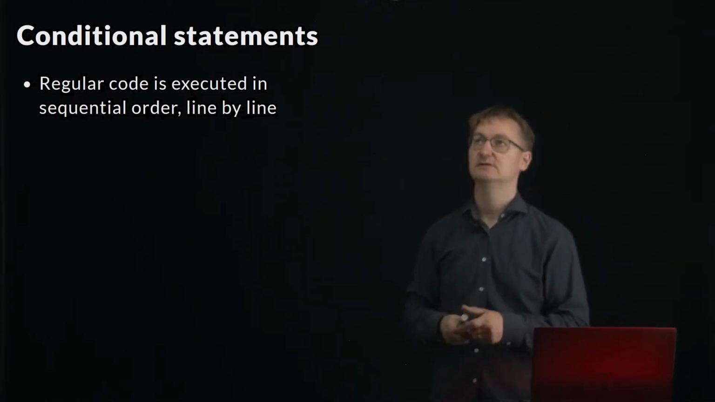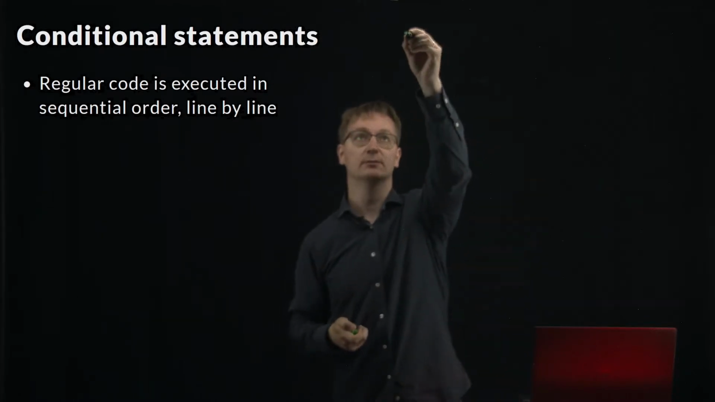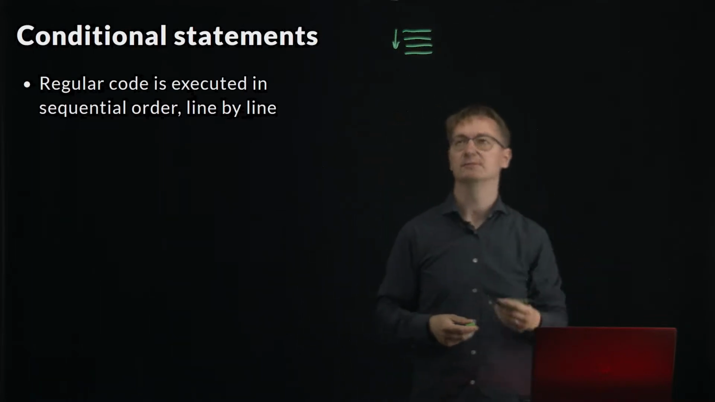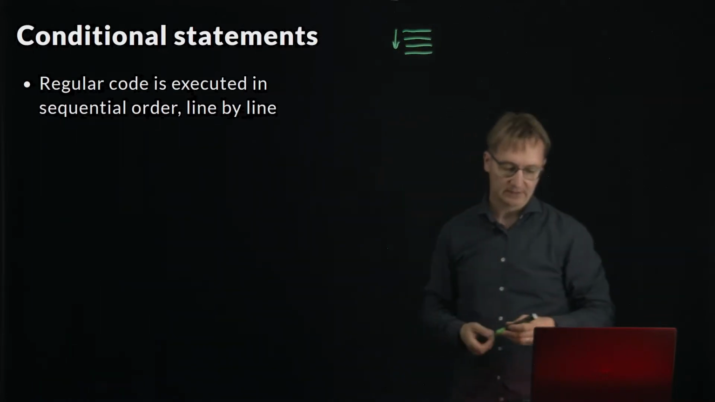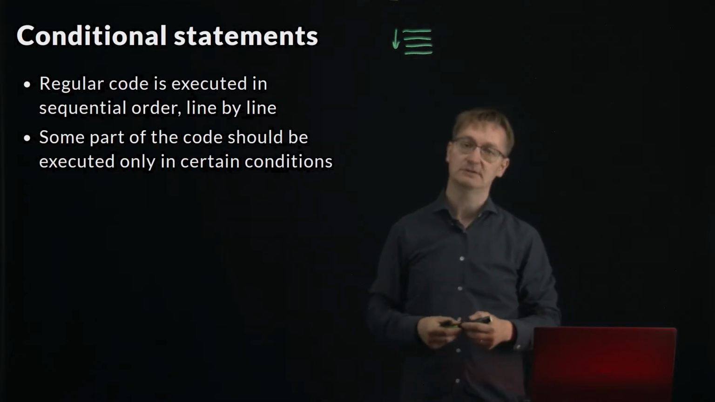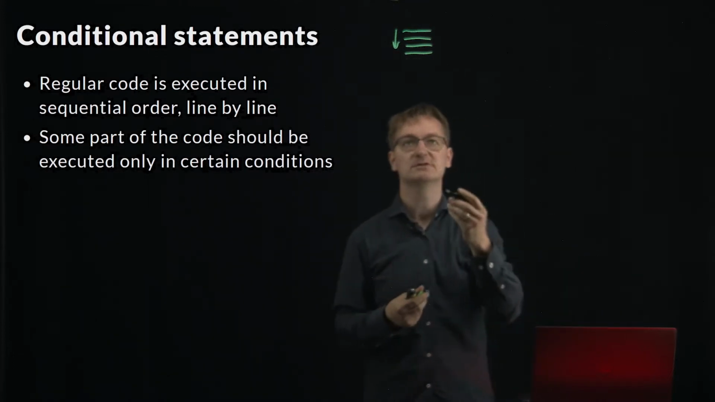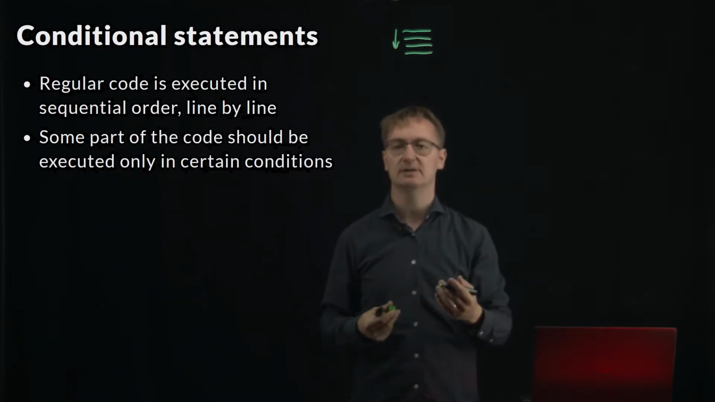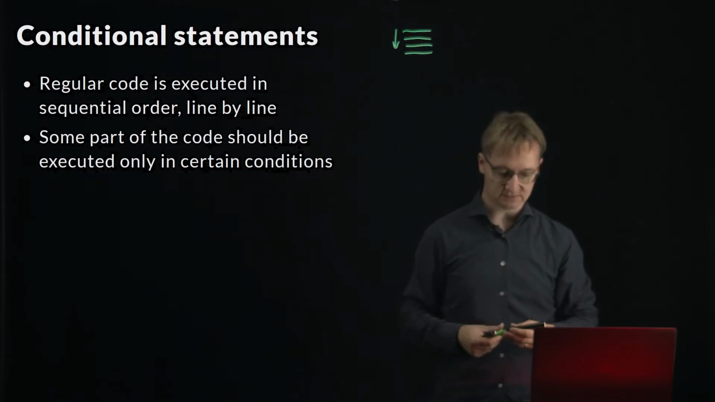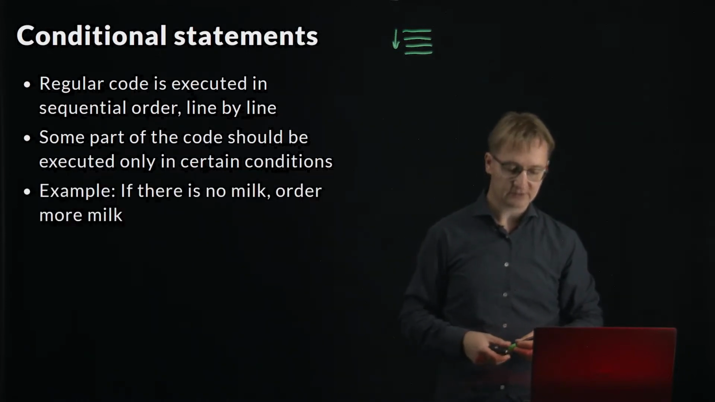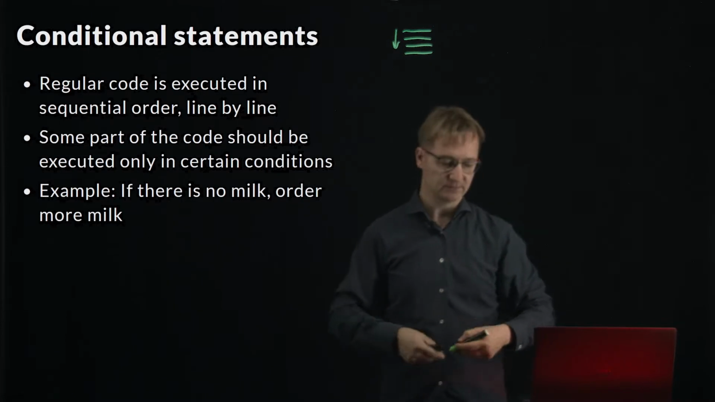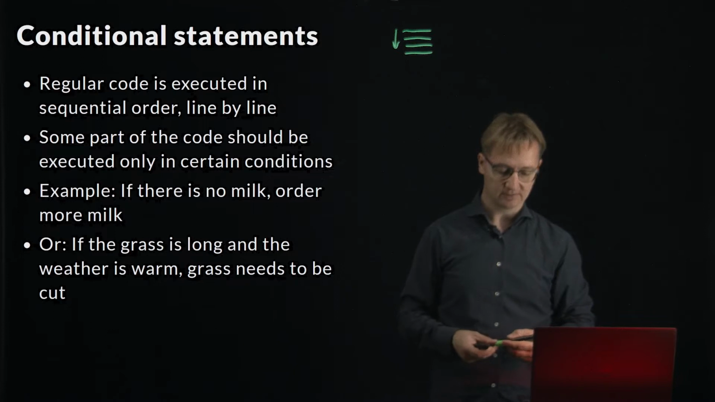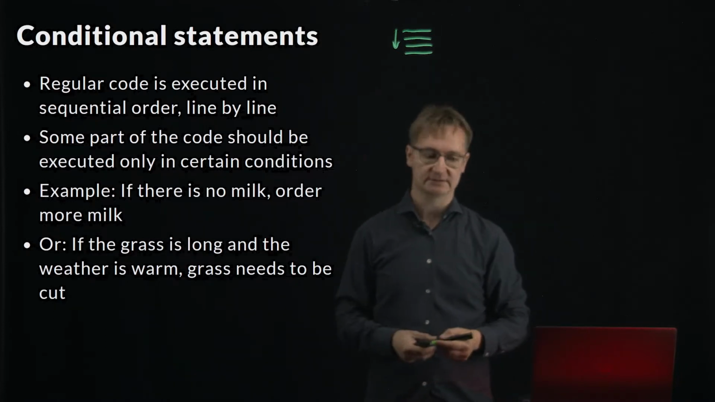We can draw it as a simple book where we have lines, and we just execute the code starting from the top and going line by line. But in certain conditions, we want to skip some parts or execute some parts of the code only in certain conditions. For example, if there is no milk, we should order more milk. Or if the grass is too long and the weather is warm, we should cut the grass, and so on.